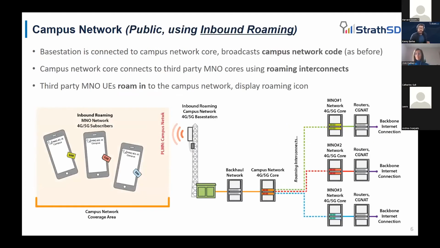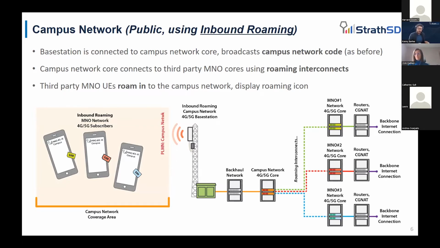The first technique I'm going to talk about is inbound roaming. Here we still have our base station owned by our campus operator. We've still got our campus core as before, and the network is broadcasting what's called a PLMN. It's basically the network code equivalent to your Wi-Fi SSID.